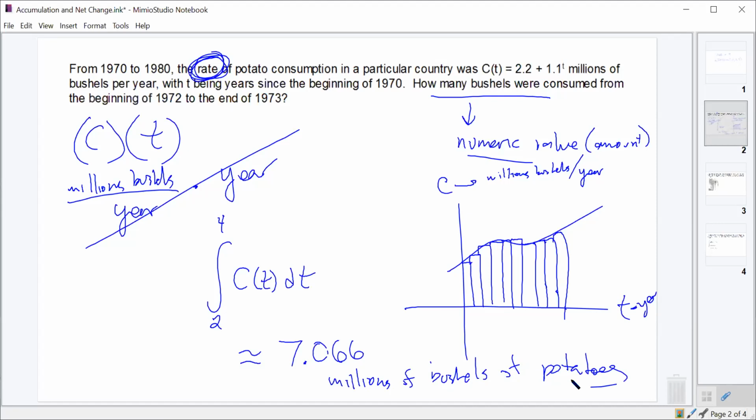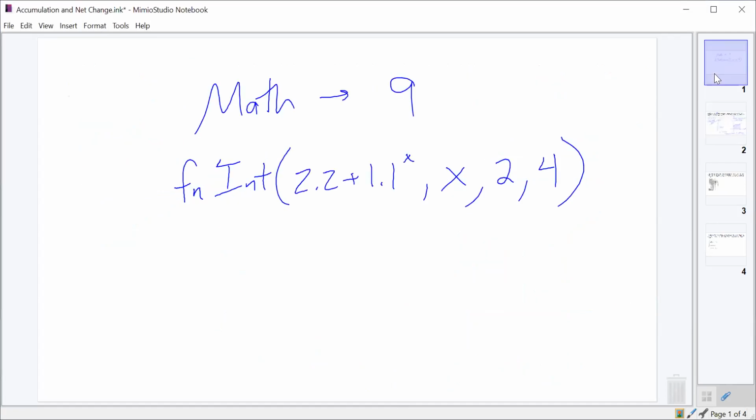Any questions on that? Anybody not get that value? Everyone's good there? Wait, so you type in the function and then you type in the x and then comma x, but what's the, and then 2, 4. Yeah, 2 is your lower limit, 4 is your upper limit. All right. Cool.